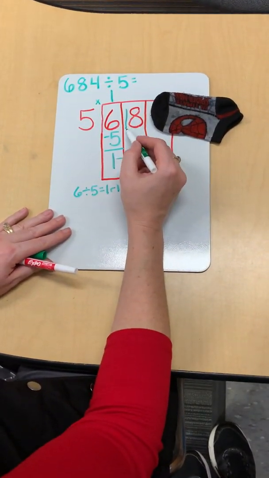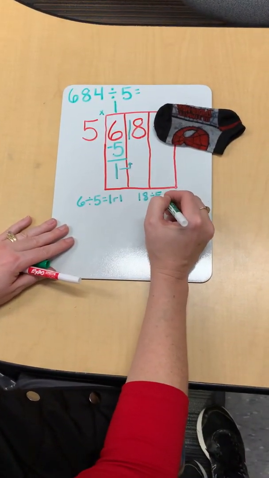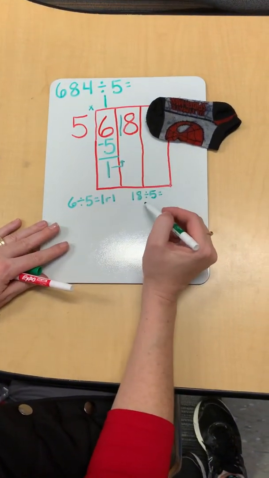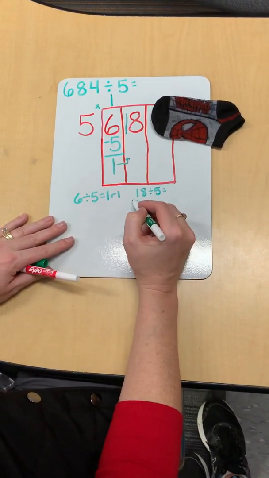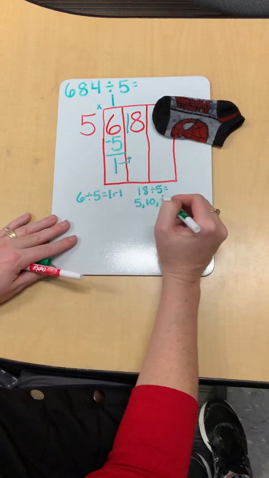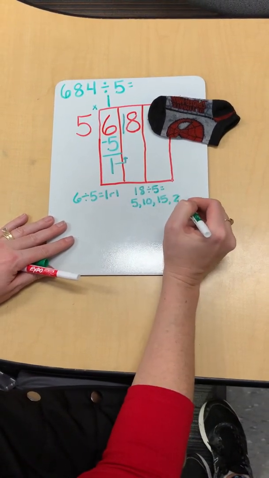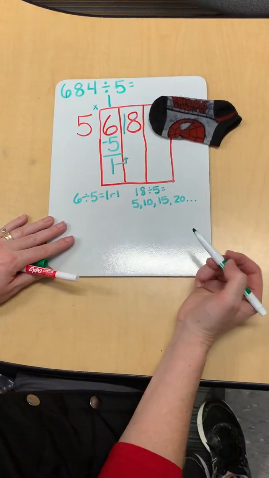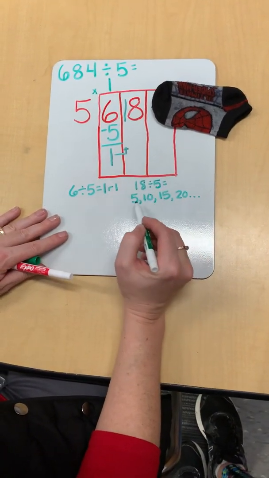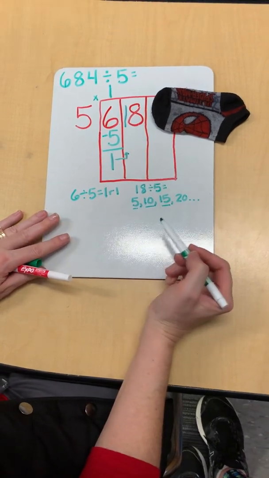Then I'm going to think about this as 18 divided by 5. We're using that same divisor over here. So when I'm counting by 5s, I'm trying to get as close to 18 as I can without going over. So when I count by 5s, I say 5, 10, 15, 20, and so on. And the closest I can get to 18 without going over would be 15. And that would be 1, 2, 3 times.